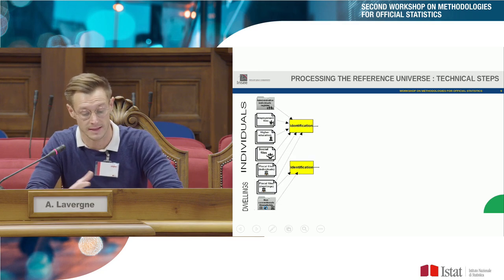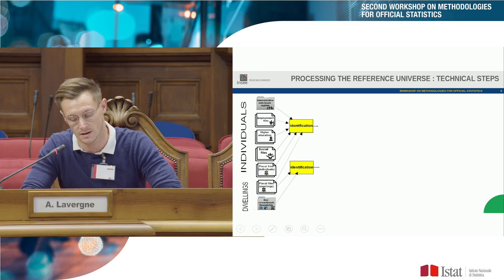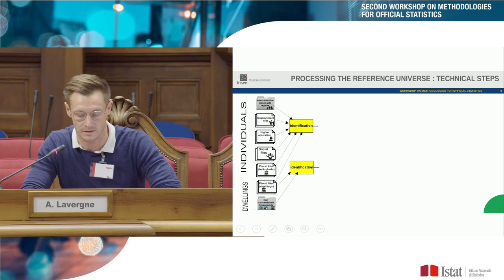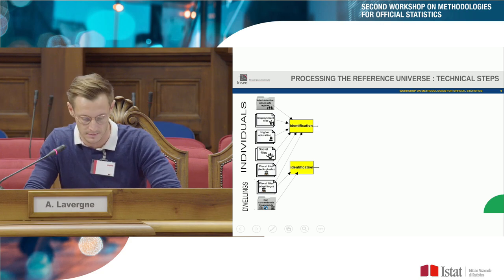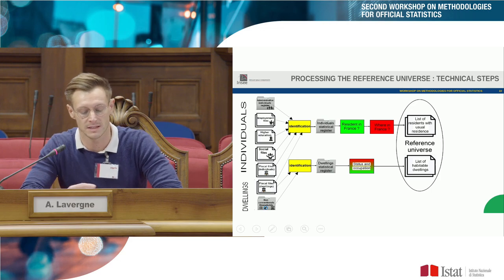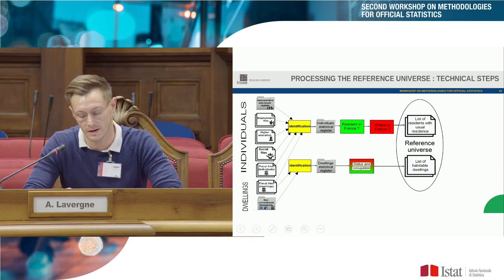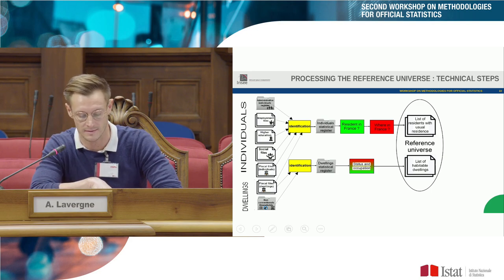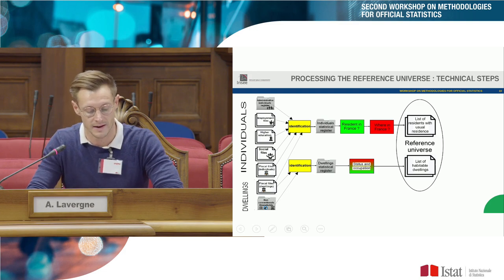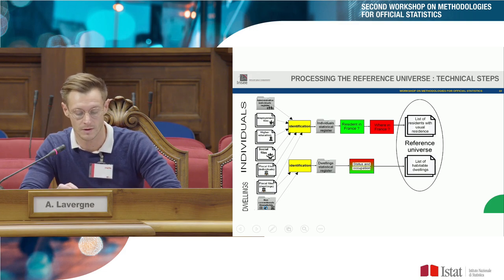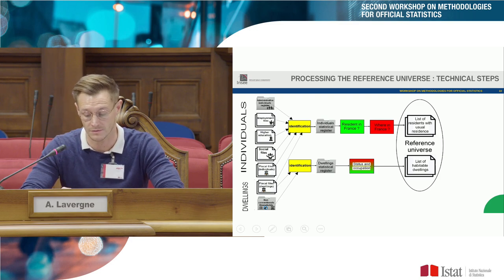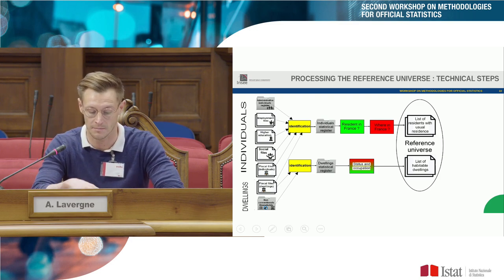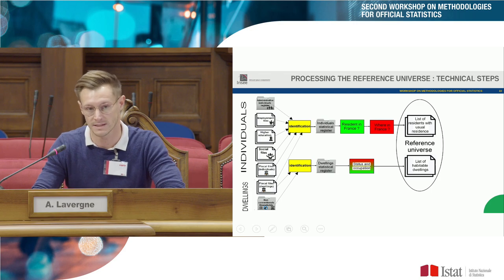Each dwelling and each individual in each source are identified with a non-significant statistical ID. Then for individuals, we retain only French residents and assign them their usual residence. So we can categorize each dwelling as main, secondary, or vacant. And finally, we obtain two reference universes with a list of individuals located in their main residence and a list of dwellings.